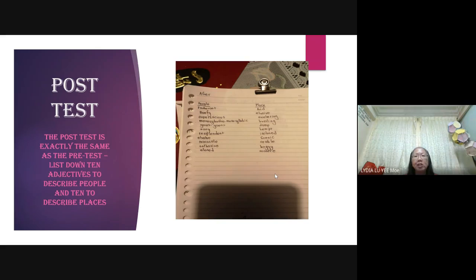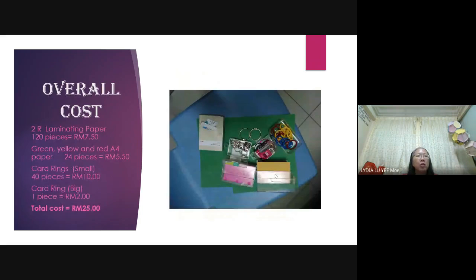the result was quite encouraging. Not only were all of them able to write down 10 words to describe people and 10 words to describe places, the adjectives that they used were from the vocabulary traffic cards, and these were adjectives that were much higher level than what they used before. So the overall cost for one set of 40 cards, that is 120 cards of 3 colors, all right, is a total cost of 25 ringgit.